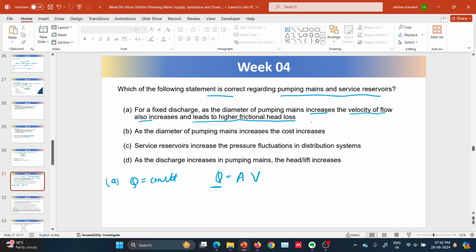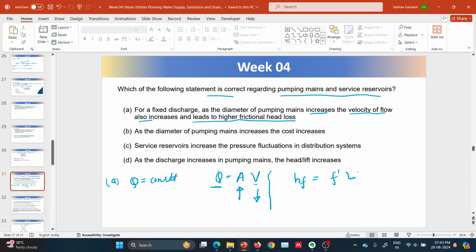So the diameter of the pumping main increases. If we increase the diameter, it means area will increase. The velocity of flow also increases? So velocity should decrease actually, and it leads to higher frictional head loss. So in A, the first part is wrong. Let's check the other part.